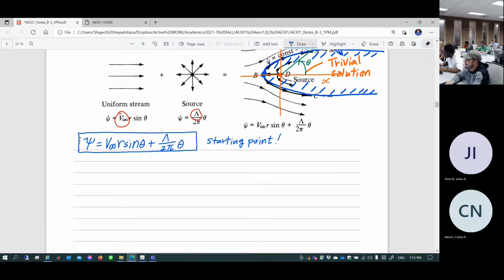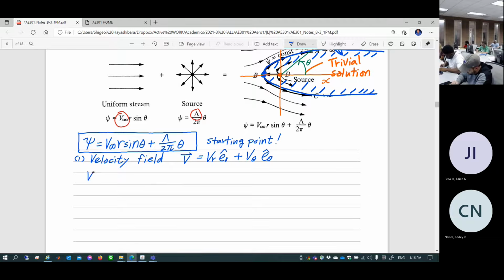And first of all, what is the first step? Let's find out the velocity field. The velocity field in this case, of course, is in polar coordinates, so you want to have the velocity in polar coordinates. V is equal to V_r e_r plus V_theta e_theta.